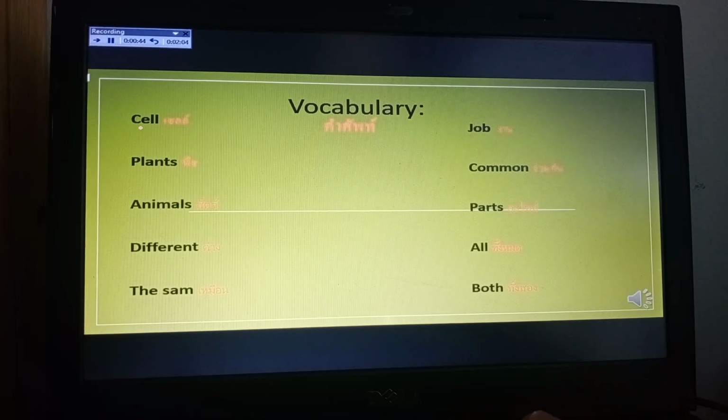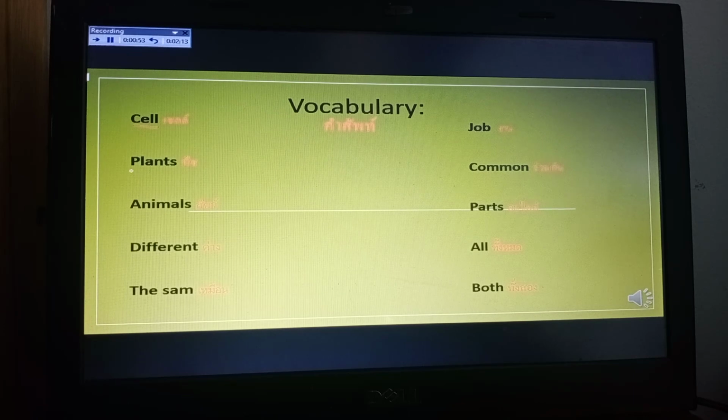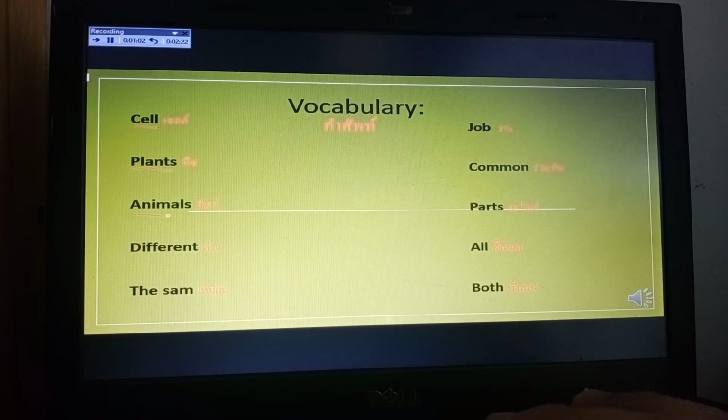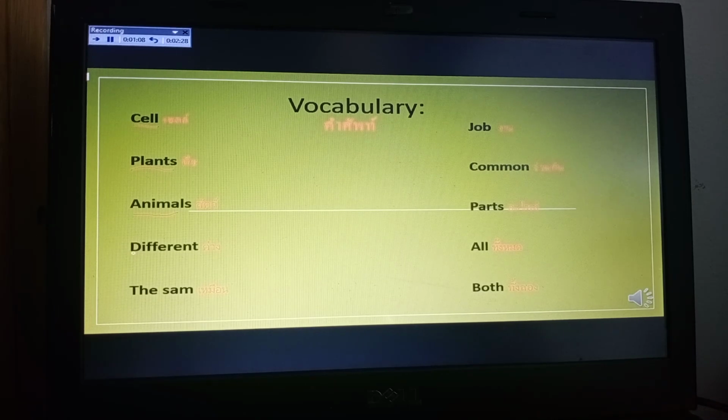First, we have cell. I would like you to repeat after me. Cell. Next, we have plants. Plants. Next, we have animals. Animals. The fourth one, we have different. Different. Next, we have the same. I forgot to put an E here. Okay, it's S-A-M-E, and you're going to read this as the same.